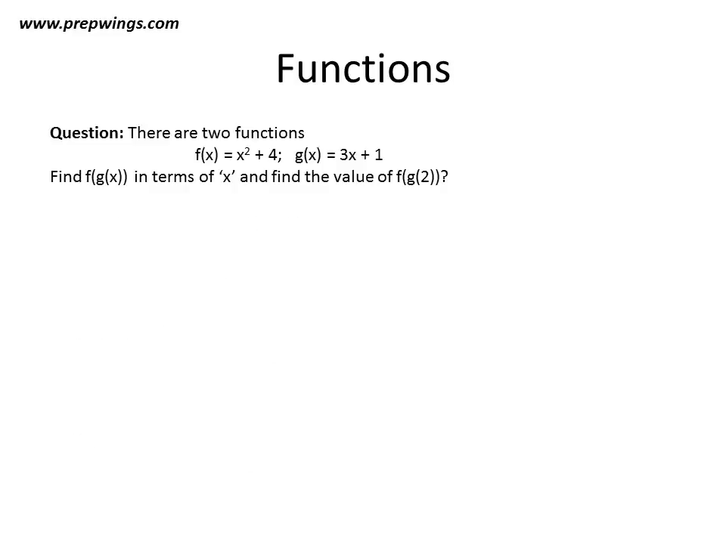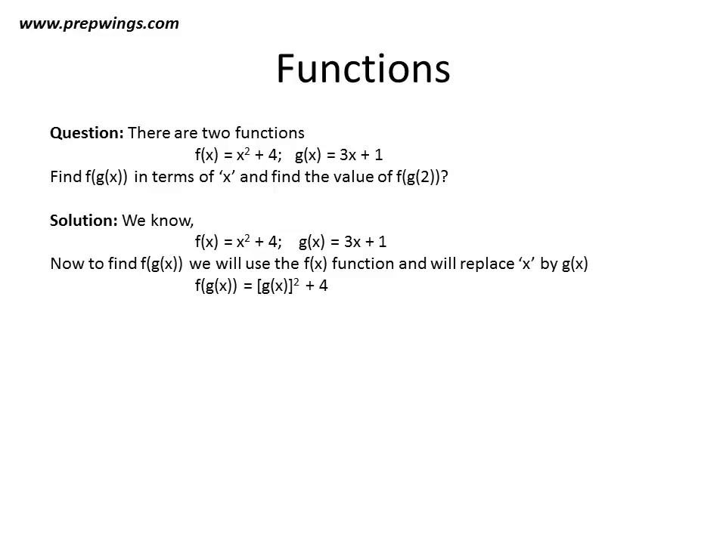Now we will look at another question. It says there are two functions f of x equal to x square plus 4 and g of x is equal to 3x plus 1. We have to find f of g of x in terms of x, and we also have to find the value of f of g of 2. Now we know f of x is x square plus 4 and g of x is 3x plus 1.